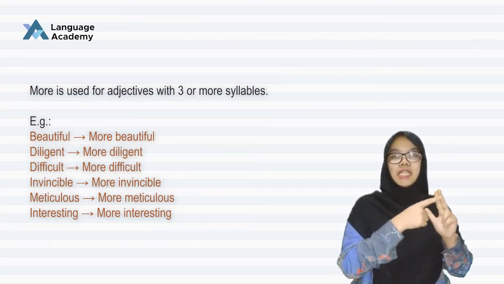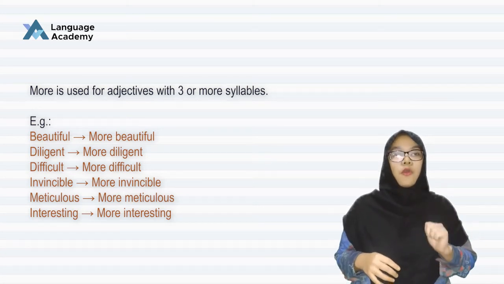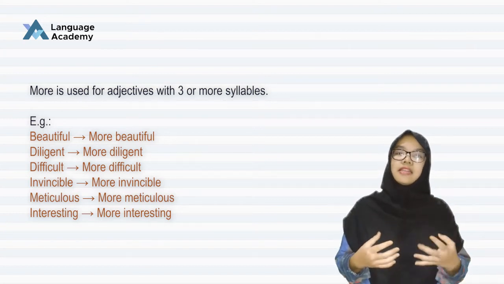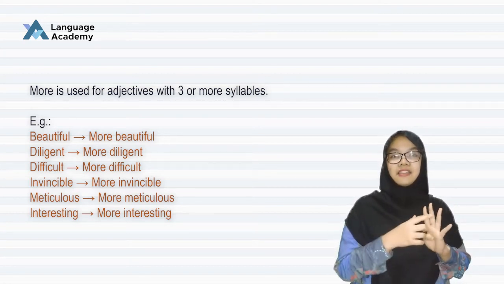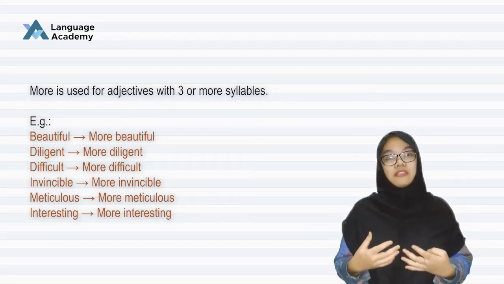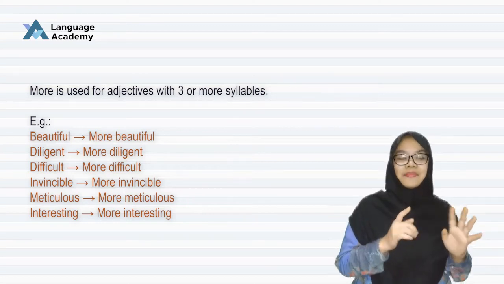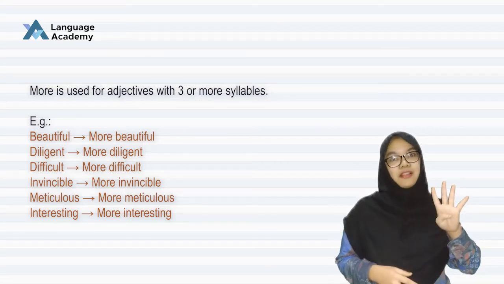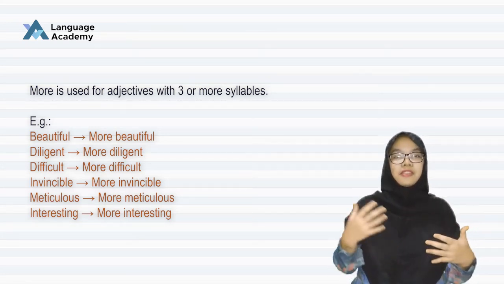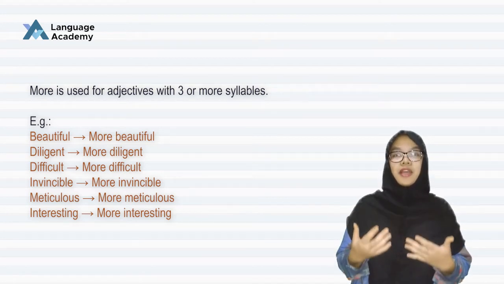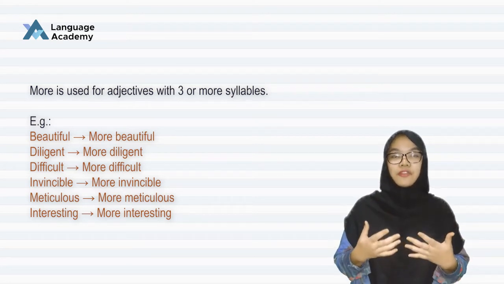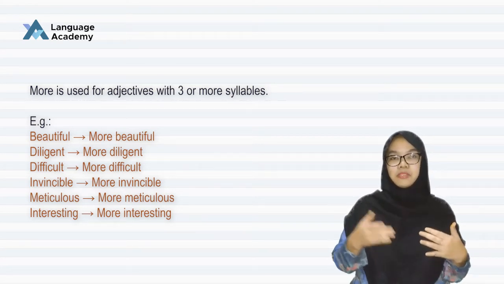So invincible, that's 4 syllables. Or for example, meticulous. Meticulous artinya sangat-sangat teliti, like that. That is 4 syllables. Another example that you might hear a lot is interesting. Interesting, that's 4 syllables as well. Nah, untuk kata-kata dengan 3 syllables atau lebih, yang teman-teman gunakan adalah teman-teman tambahkan more di depan kata tersebut. So for example, beautiful becomes more beautiful.